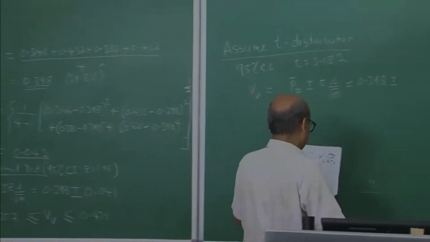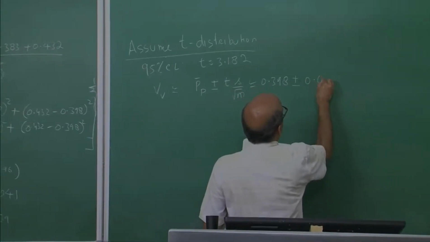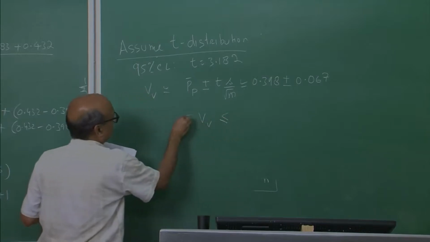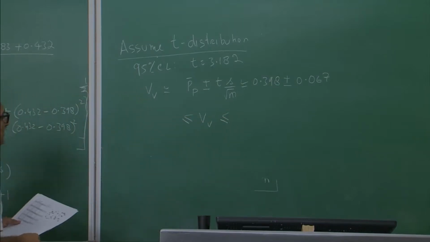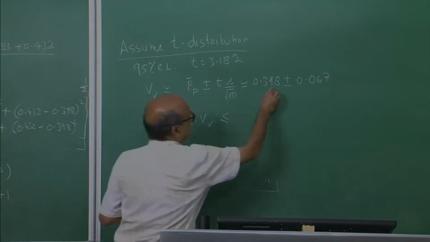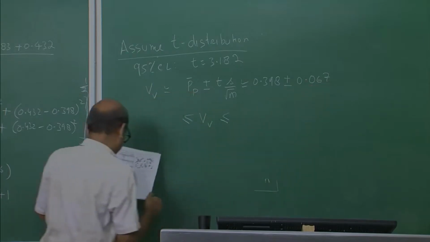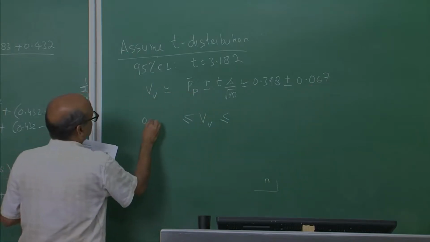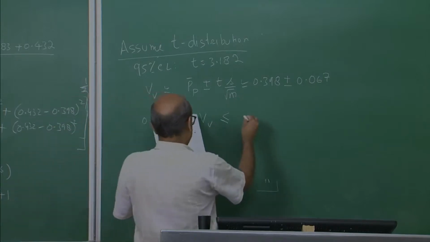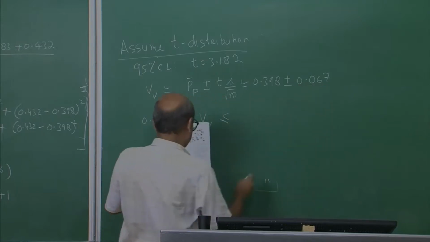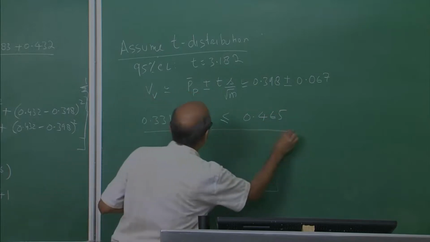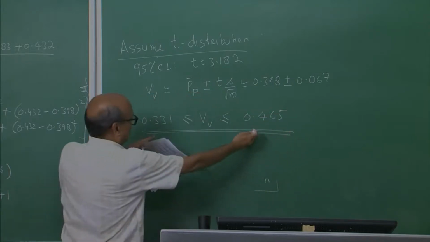This gives me 0.067. So, what I will have for the uncertainty interval for the volume fraction is 0.398 plus or minus 0.067, that gives me 0.331, and the upper limit is 0.398 plus 0.067, and that gives me 0.465.